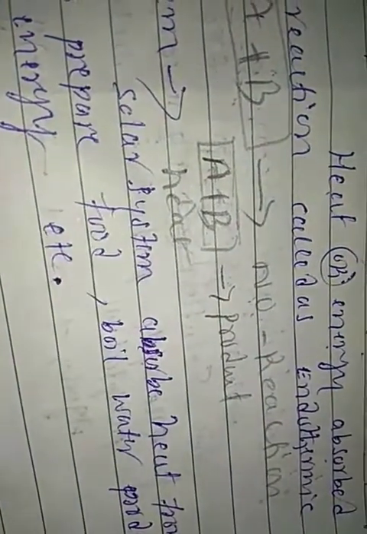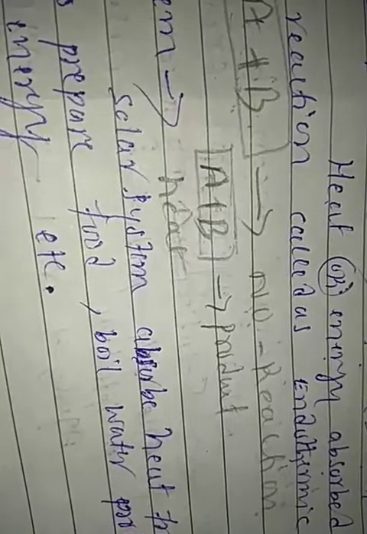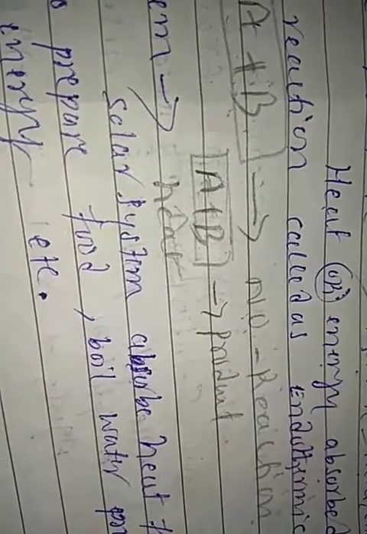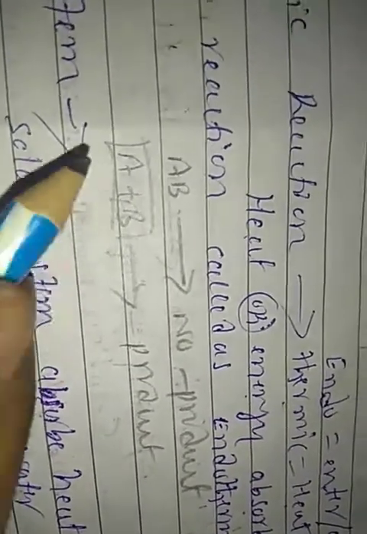Right students? And they form product. Understood students? Understood? So A and B in the first chamber, A and B in the second chamber, both chambers. In the first chamber, there is no product; in the second chamber, there is product. Why? Because we are supplying external heat here.